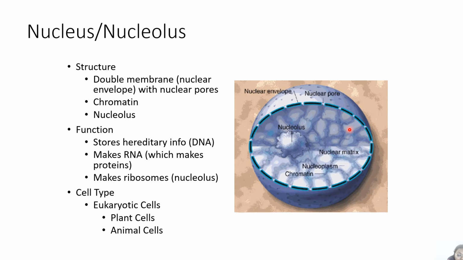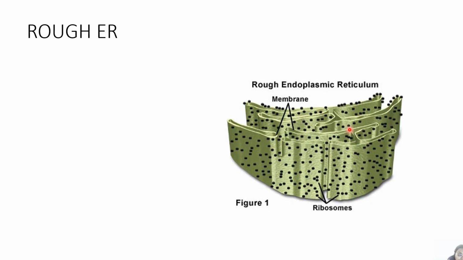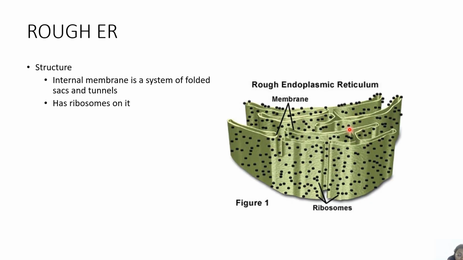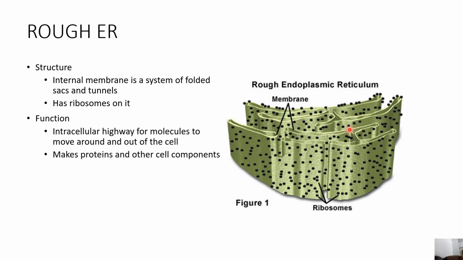These are present in both eukaryotic plant and animal cells. Now we know about the rough endoplasmic reticulum. Its structure is an internal membrane system of folded sacs and tunnels that has ribosomes on it. That's why it's called rough. The function is an intracellular highway for molecules to move around and out of the cell, and it makes proteins and other cell components.